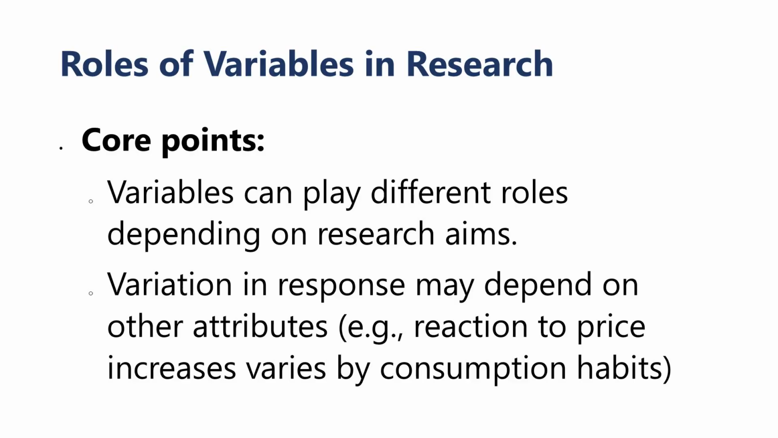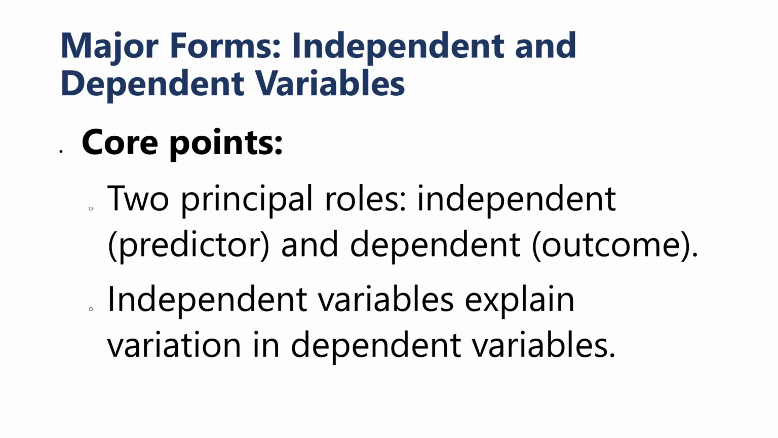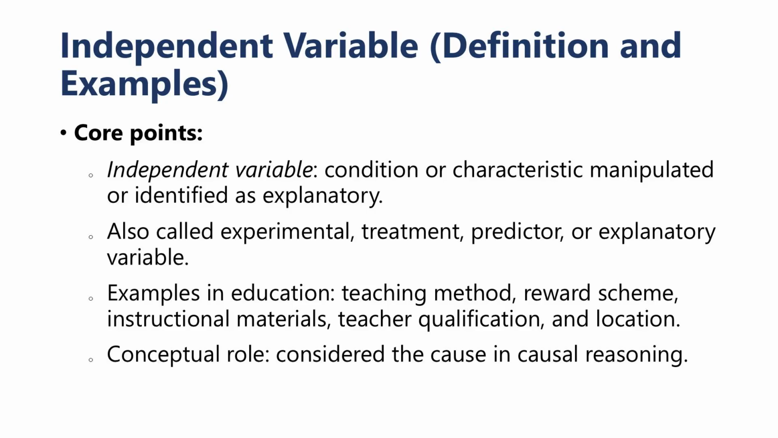Variables play different roles depending on research aims. Variation in response may depend on other attributes, such as how consumption habits affect reactions to price increases. Independent variables, also known as predictors, explain variations in dependent variables, which are the outcomes. Independent variables are conditions or characteristics manipulated or identified as explanatory, such as teaching methods or reward schemes.